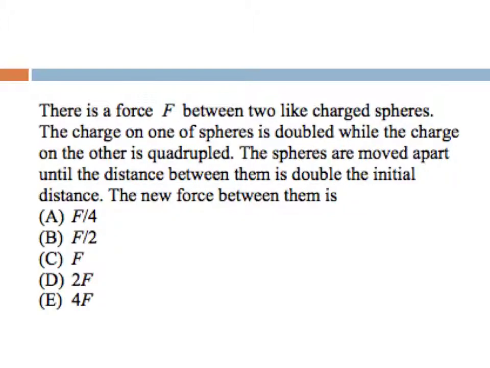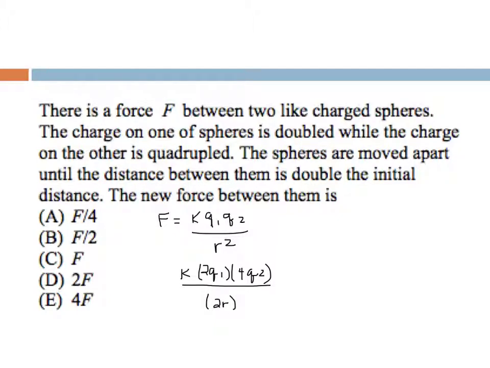So here, we want to look at the basic equation, which is F is equal to K Q1 Q2 over R squared. So this is our fundamental equation. What's happening is that we are doubling one of the charges, and we are quadrupling another charge. It doesn't matter which one in this case, because they're being multiplied. And then the distance between them is double the initial distance. So here, R is now 2R, and remember that that is being squared.